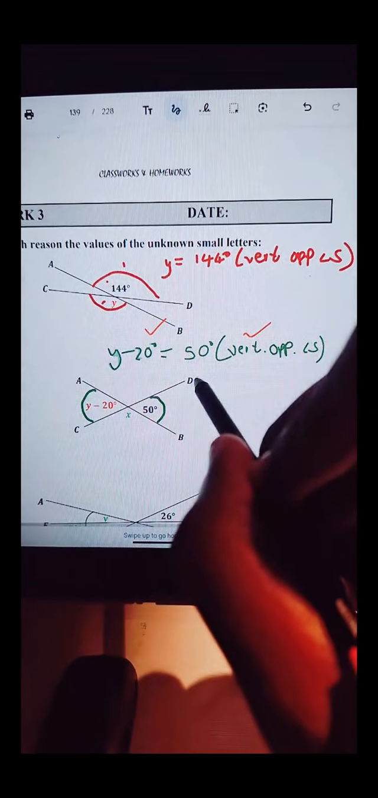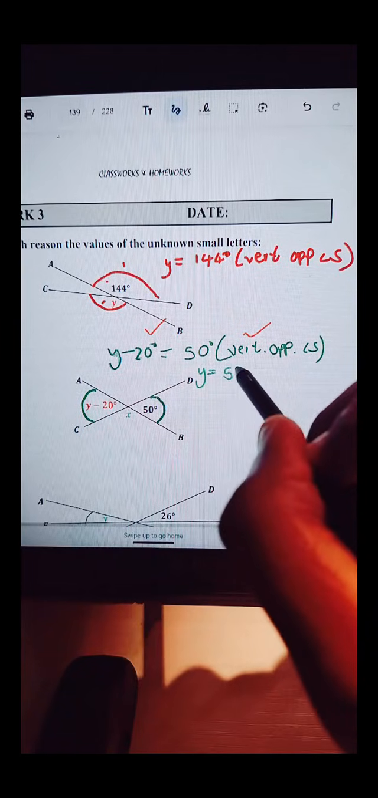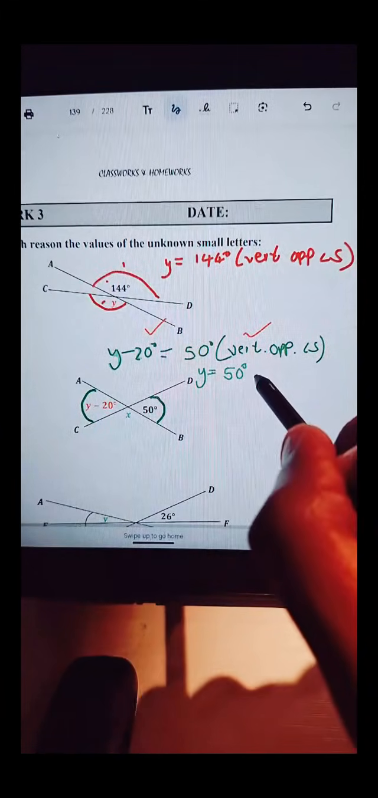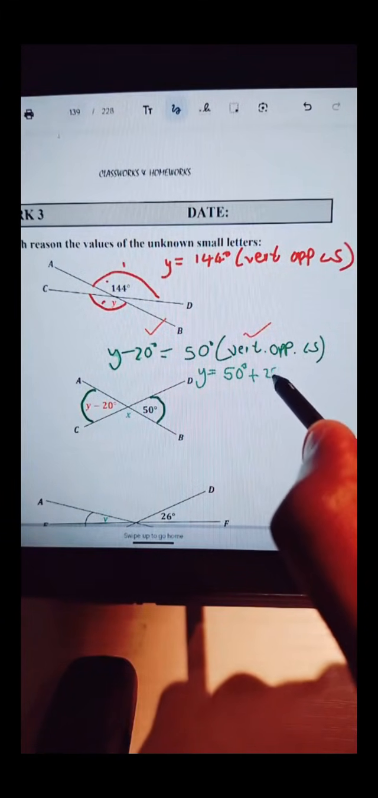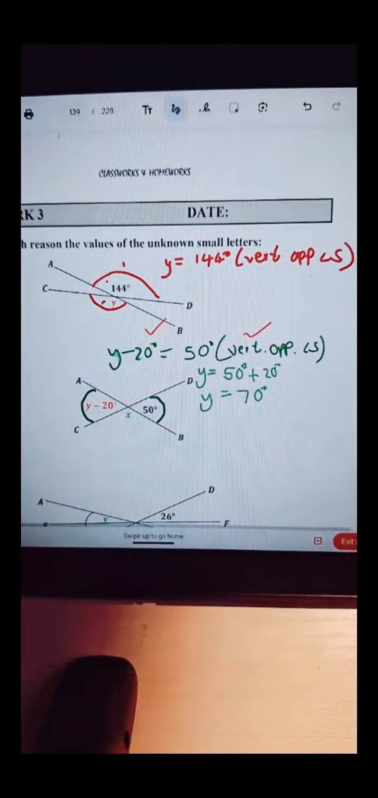What is the value of y? We isolate y. We take the 20, which is negative. When the negative 20 crosses over, what happens to him? Nothing magical, the sign changes. So y is equal to 70 degrees. Third mark: statement, reason, answer.